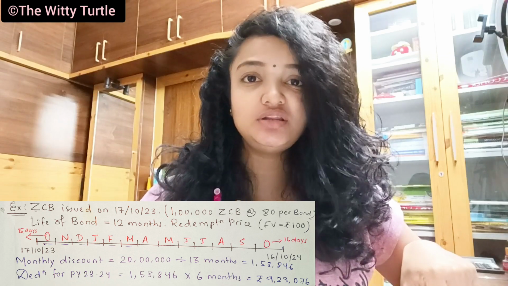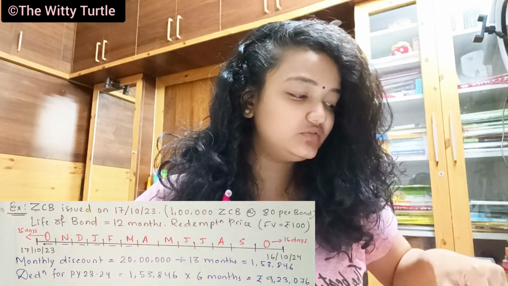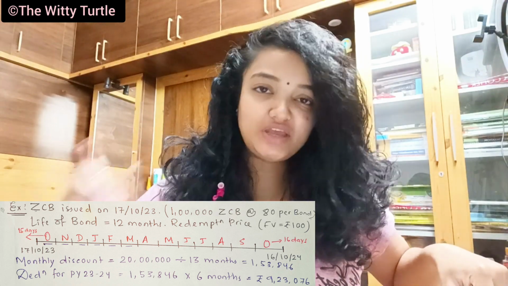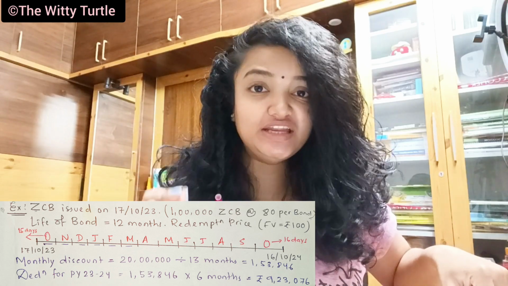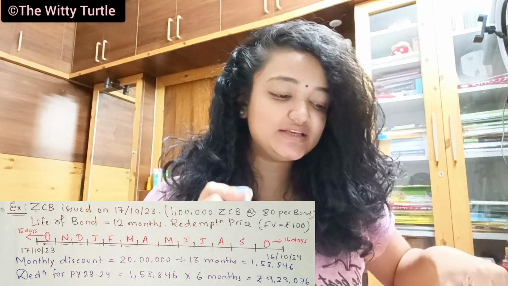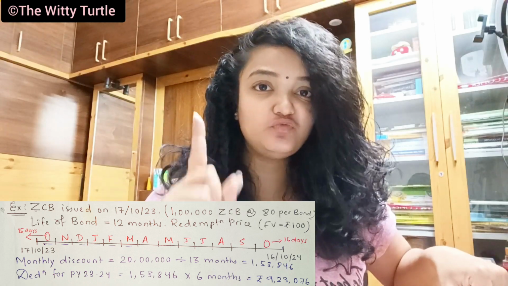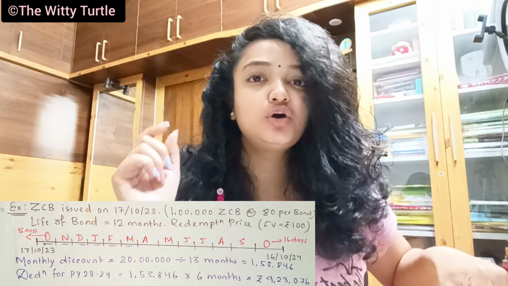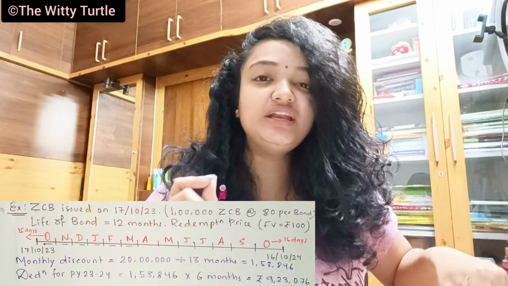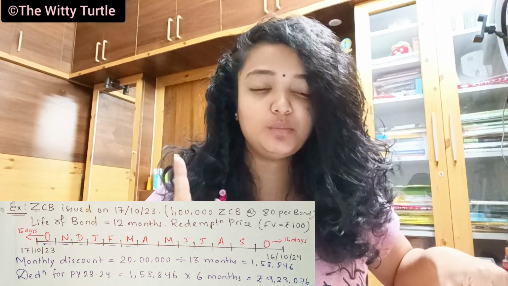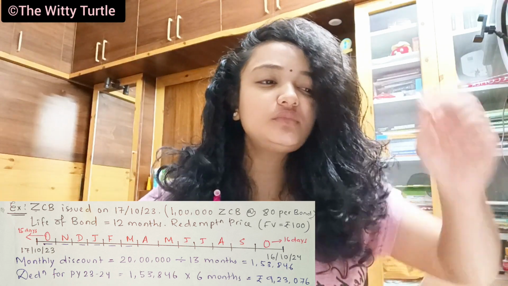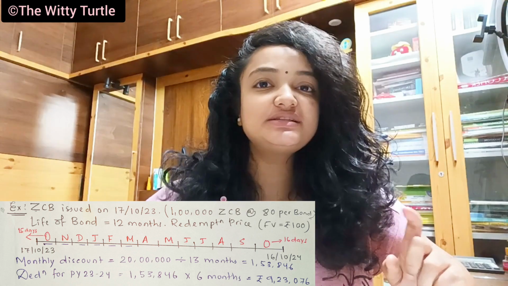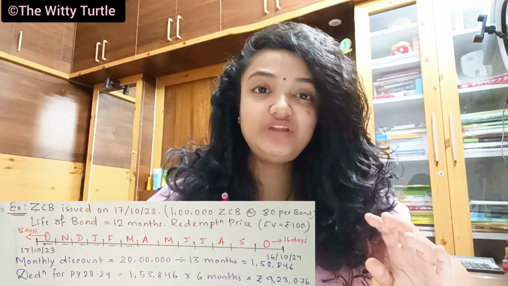This is written in the rules. If any calendar month part is 15 days or more, then in that case it should be treated as one calendar month. If in any month the zero coupon bond is held for 15 days or more, then it is treated as 1 month, right? So in this example, see, it was issued on 17th October, right? So in the month of October, how many days has it been held? It has been held for 15 days, right?